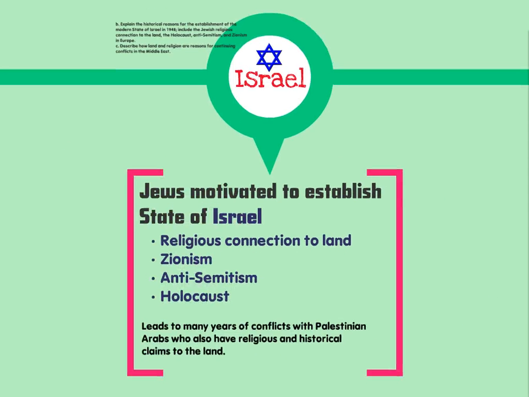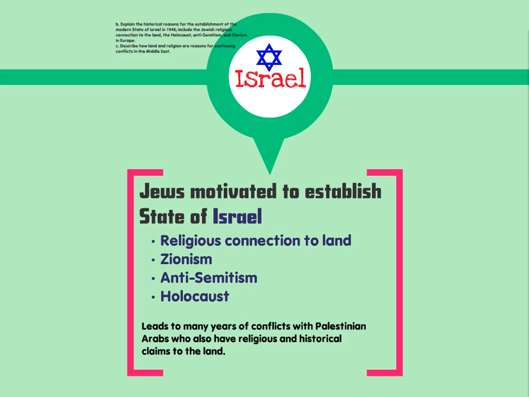We also talked about Israel. The Jews were motivated to establish the state of Israel for a variety of reasons. First of all, there's a religious connection to the land. This land, they believe, was given to them by God in the biblical covenant. This was land that they had once lived in before they were forced out by the Romans. We also have Zionism. This is a desire and movement of Jews to return to their ancient homeland.